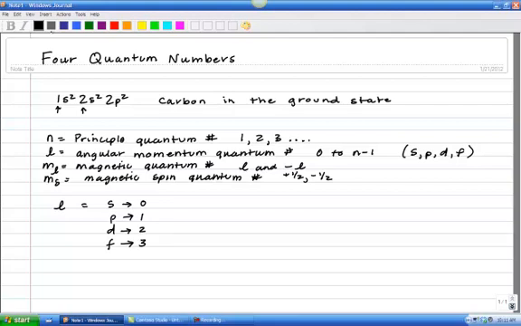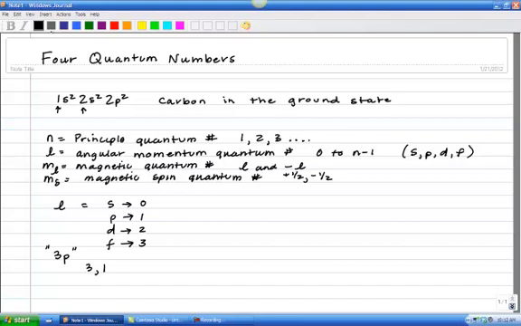So F is going to be 3. In other words, whenever I'm talking about a 3p sublevel, then I know the first two quantum numbers are going to be 3, 1, if I'm decoding that into a series of 4 numbers. So that's how I get L.